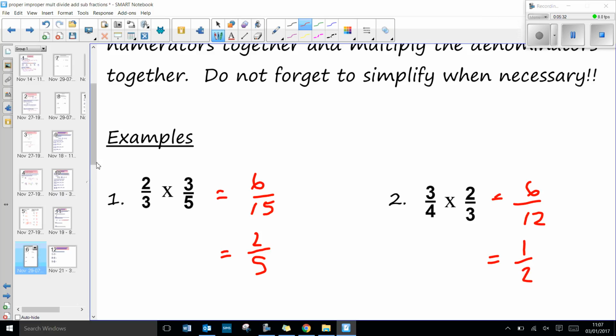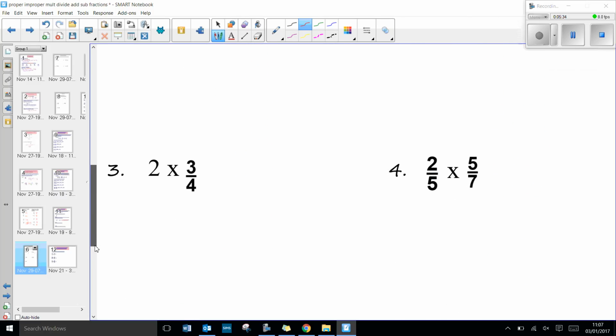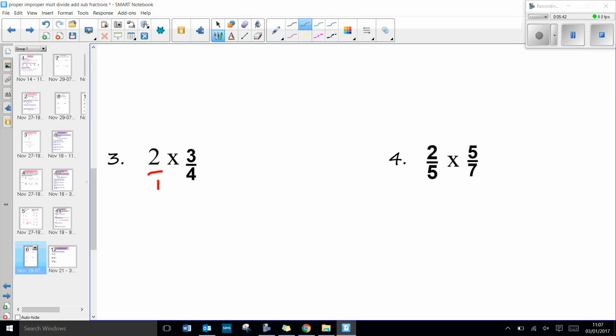2, now this is a whole number, so this sometimes confuses people. We must make sure it's a fraction, so we place it over 1. So we say 2 times 3 is 6, and 1 times 4 is 4. Obviously gives us an improper fraction, but we would still need to make sure we simplify it, so that's 3 over 2. We can leave that as an improper fraction.